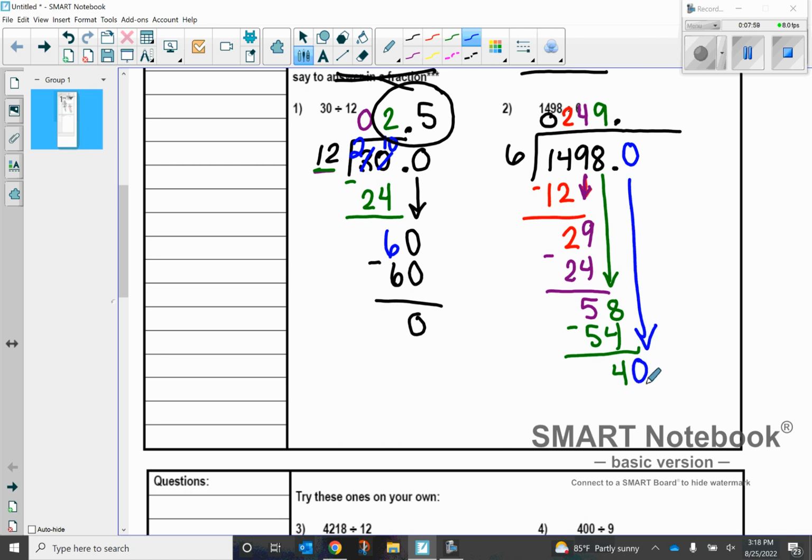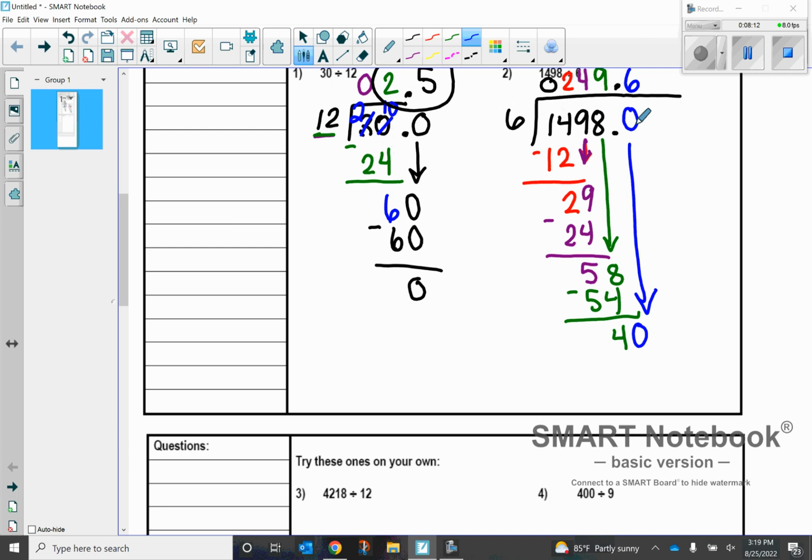6 can go into 40. That would be 6 times, right? Because 6 times 6 is 36. So we would subtract 36. Can't subtract 0 minus 6, so we have to borrow from that 4, make it a 3. That 0 then becomes a 10. 10 minus 6 is 4. 3 minus 3, 0.